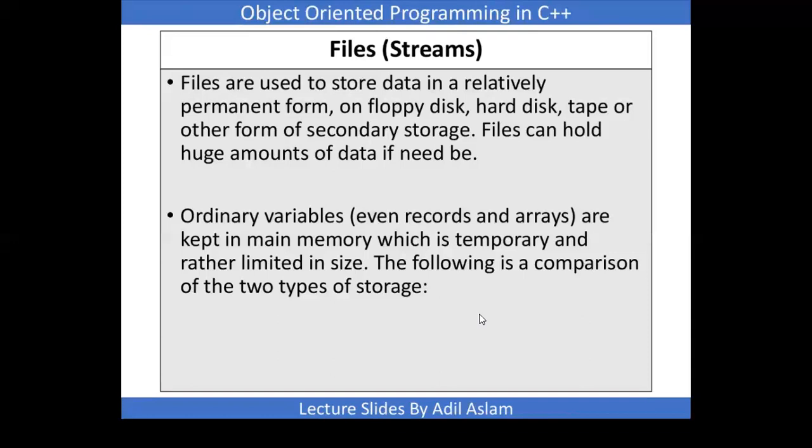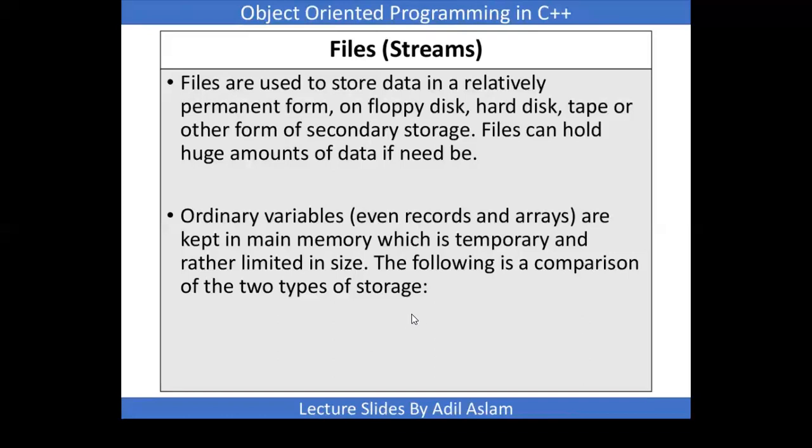Floppy disk, as we know, is absolute now, but this disk was used to store data for permanent usage. And files can hold a huge amount of data. Whereas the memory where the data was present previously during C++ programming was ordinary, or temporary, in nature, in which the ordinary variables, even records or arrays, were kept in main memory, which is volatile in nature, or temporary in nature. And also the memory is limited in size.